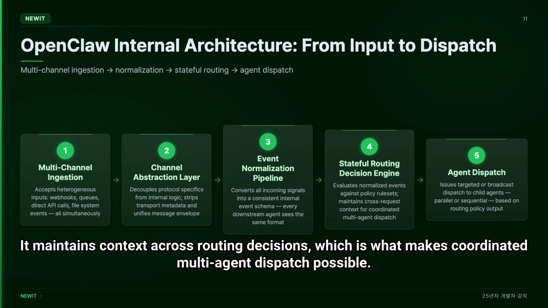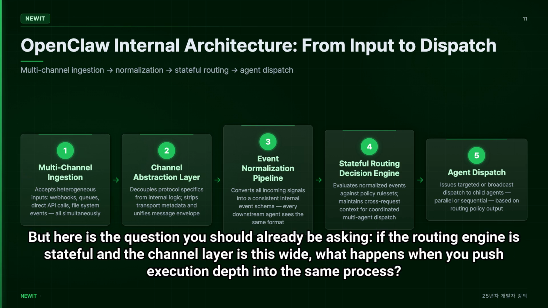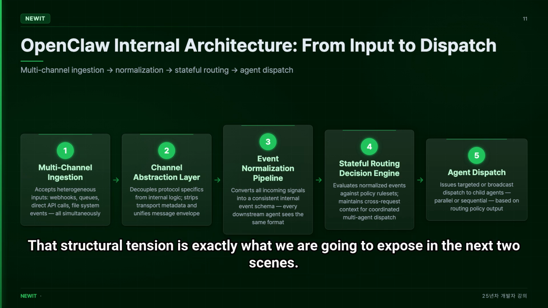It maintains context across routing decisions, which is what makes coordinated multi-agent dispatch possible. But here is the question you should already be asking. If the routing engine is stateful and the channel layer is this wide, what happens when you push execution depth into the same process? That structural tension is exactly what we are going to expose in the next 2 scenes.